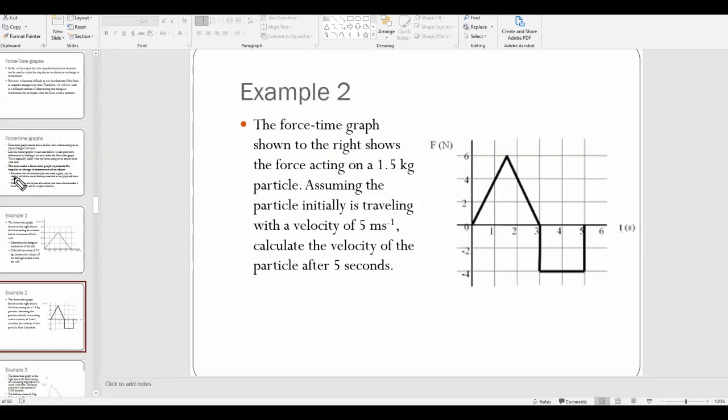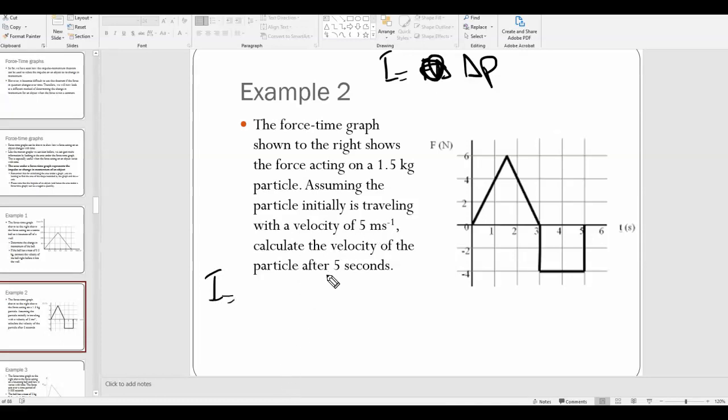So we're using the same concept here, the impulse momentum theorem, but we're going to use the area under the graph to find the impulse. Sorry, impulse is equal to change in momentum. I can't use that equation to find the impulse because you can see the force is not constant during the first 3 seconds. So I need the impulse.